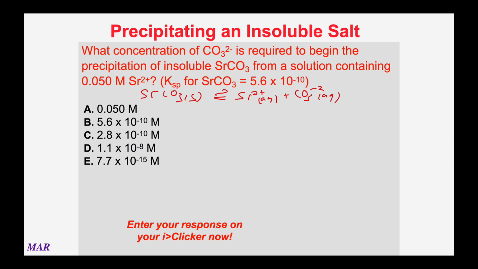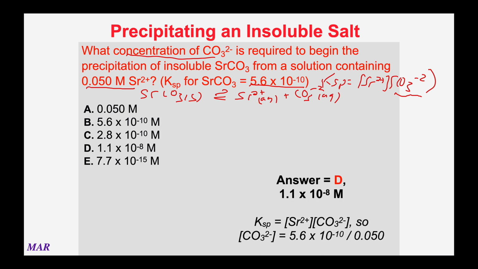Aqueous. And again, I can't draw on this thing worth anything, so I apologize. But KSP would equal the strontium times the carbonate. And you can see here that you have a concentration of the strontium and you have a KSP for this thing. So the only thing you don't have then is the carbonate concentration. That's what you want to solve for here. So you can take KSP and divide it by 0.050, and whatever that is, that's going to be the answer.